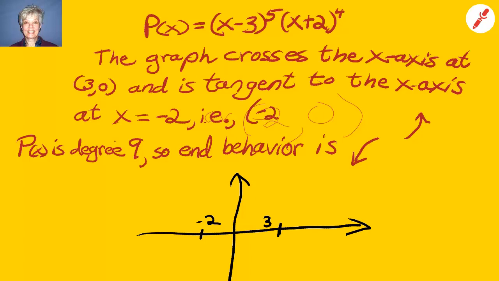Oops. Yeah, I had to make it neat. Couldn't stand it. This is tangent to, this is kisses. See the graph kiss the x-axis at negative 2? Then it goes ahead and crosses the x-axis at positive 3. Meanwhile, because we know all about end behavior, we know that this graph will go down on the left and up on the right. So it could only look like that. Okay.